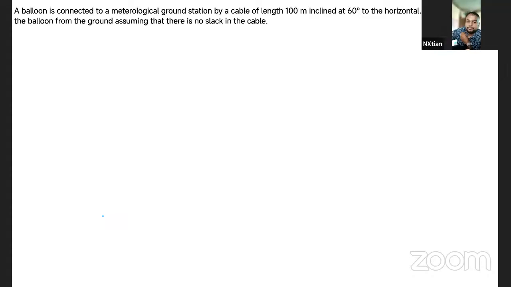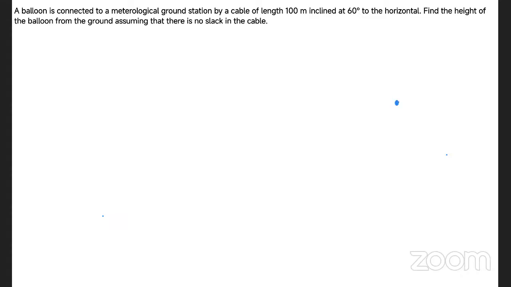So Anushka, how will you make the diagram? Any idea? I cannot draw it on the laptop, but I can tell you. Okay, tell me then. The ground station will be the base, I guess, and the balloon, the angle at which the line is forming from the ground is the 60-degree angle.